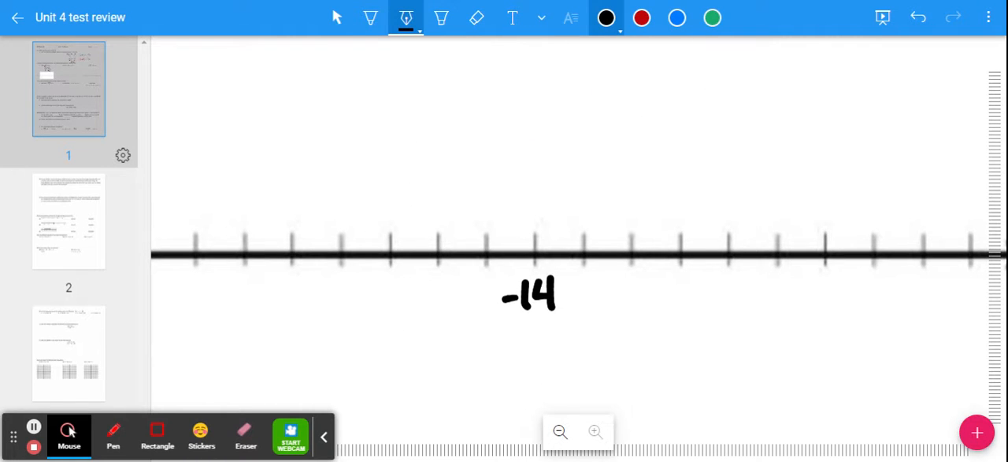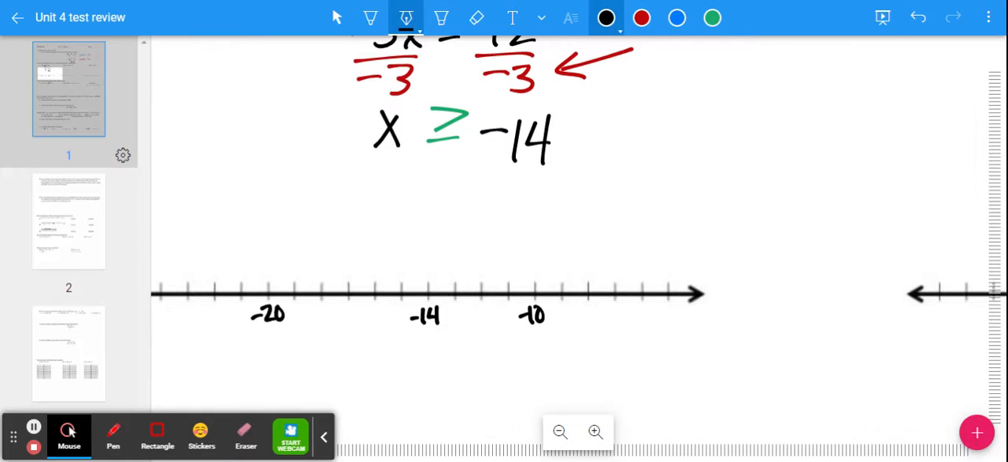So I'm going to put -14. I'm going to skip over 4 of them and put -10. This would be -15, -16, -20. There we go. So again, with it being greater than or equal to, it's going to be a closed dot. And because it's greater than, your arrow is going to the right, for all the numbers that are larger than -14.